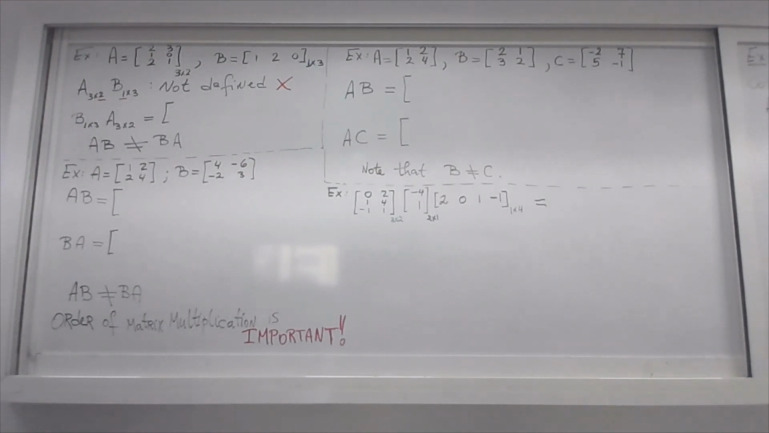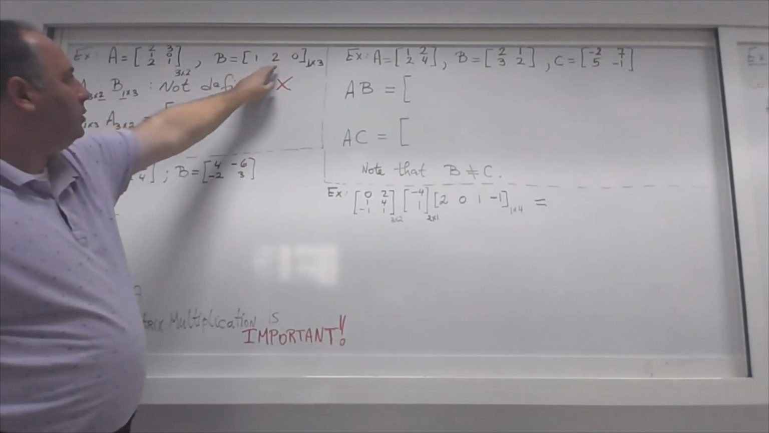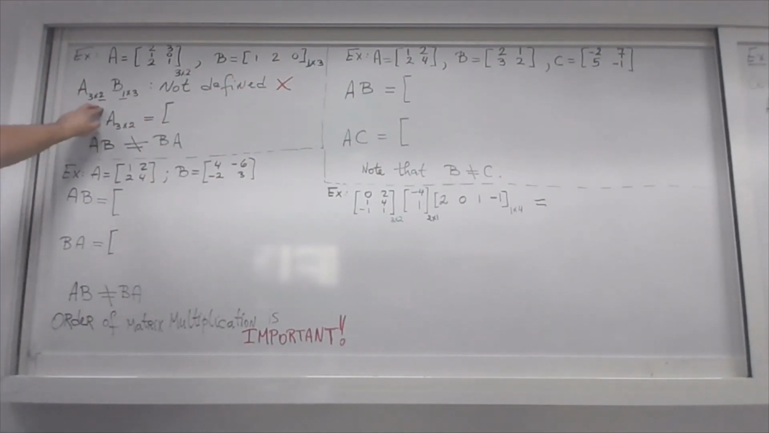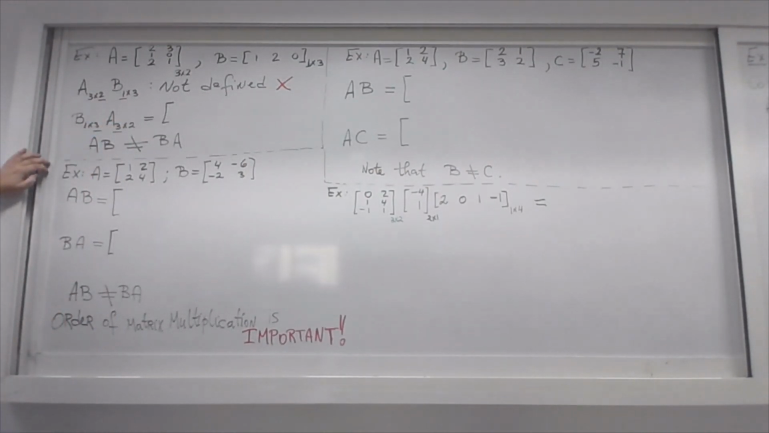Let's compute some more matrix products to see what happens. Here I have a 3 by 2 matrix and a 1 by 3 matrix, A and B. Obviously I see that I cannot do the product AB because A is 3 by 2 and B is 1 by 3. So the inside dimensions are not equal. Therefore this product is not defined and cannot be performed. Let's see if I can do B times A. Well, B is 1 by 3 and A is 3 by 2. That's great because these two inside dimensions are equal, so I can perform the product.